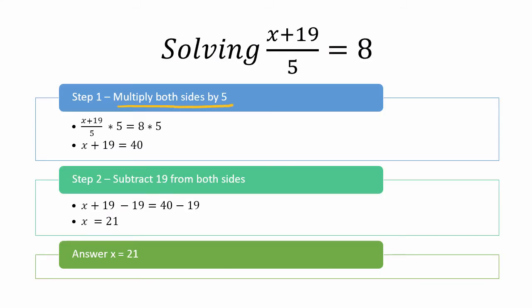So first we multiply both sides by 5. That removes the divided by 5. We get x plus 19 equals 40. And then we subtract 19 from both sides and we get x equals 21. So that's the answer we get.